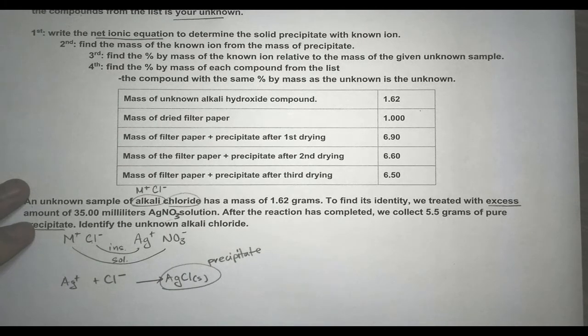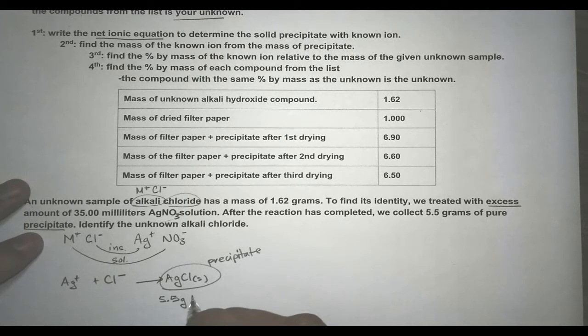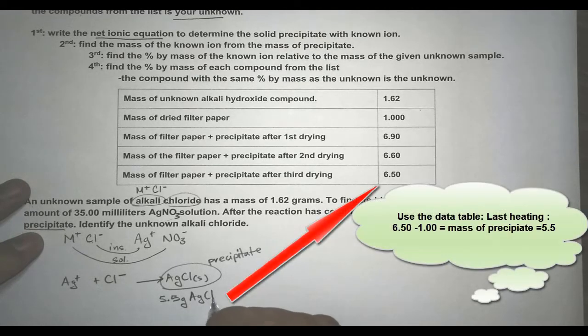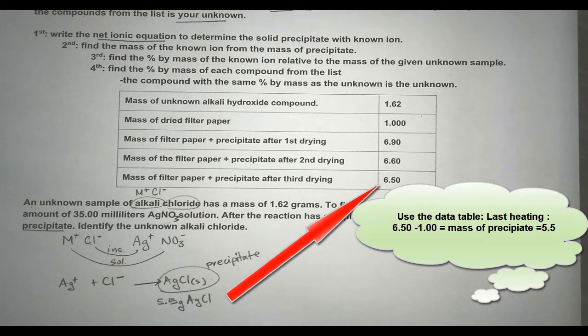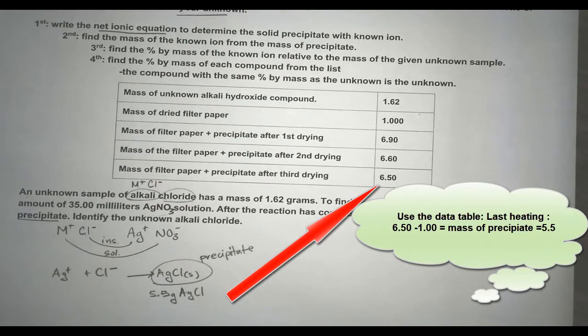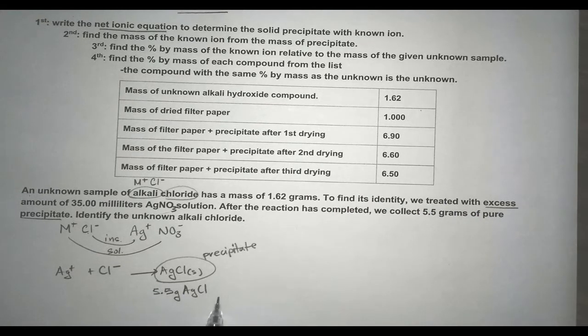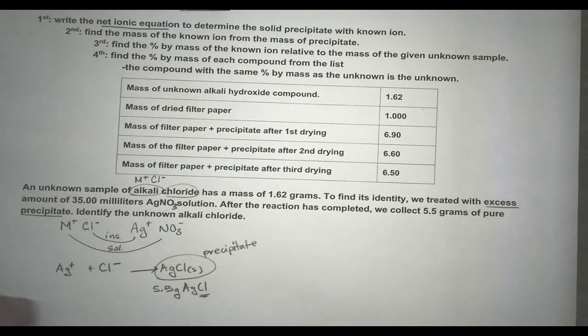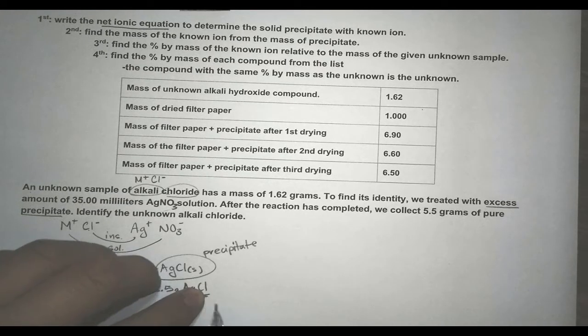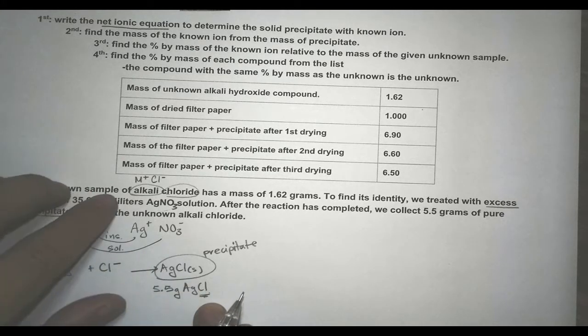Exactly how much did we collect? It is 5.5 grams of AgCl. So that is step 1. And then from step 1, we can get to step 2. Basically, if we know the precipitate with the specific chemical formula, we can actually solve for Cl. And this amount of Cl is also the amount of Cl in your unknown compound.